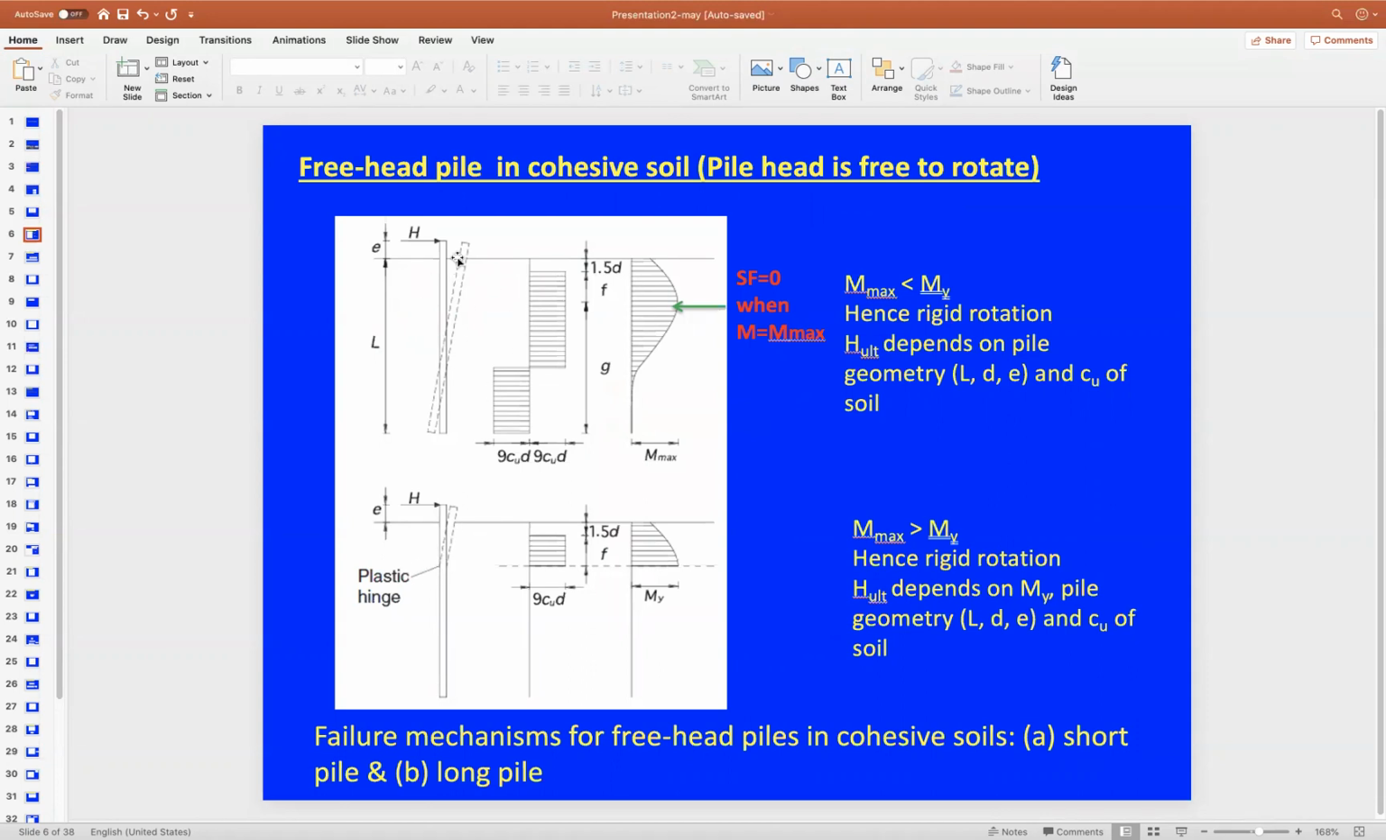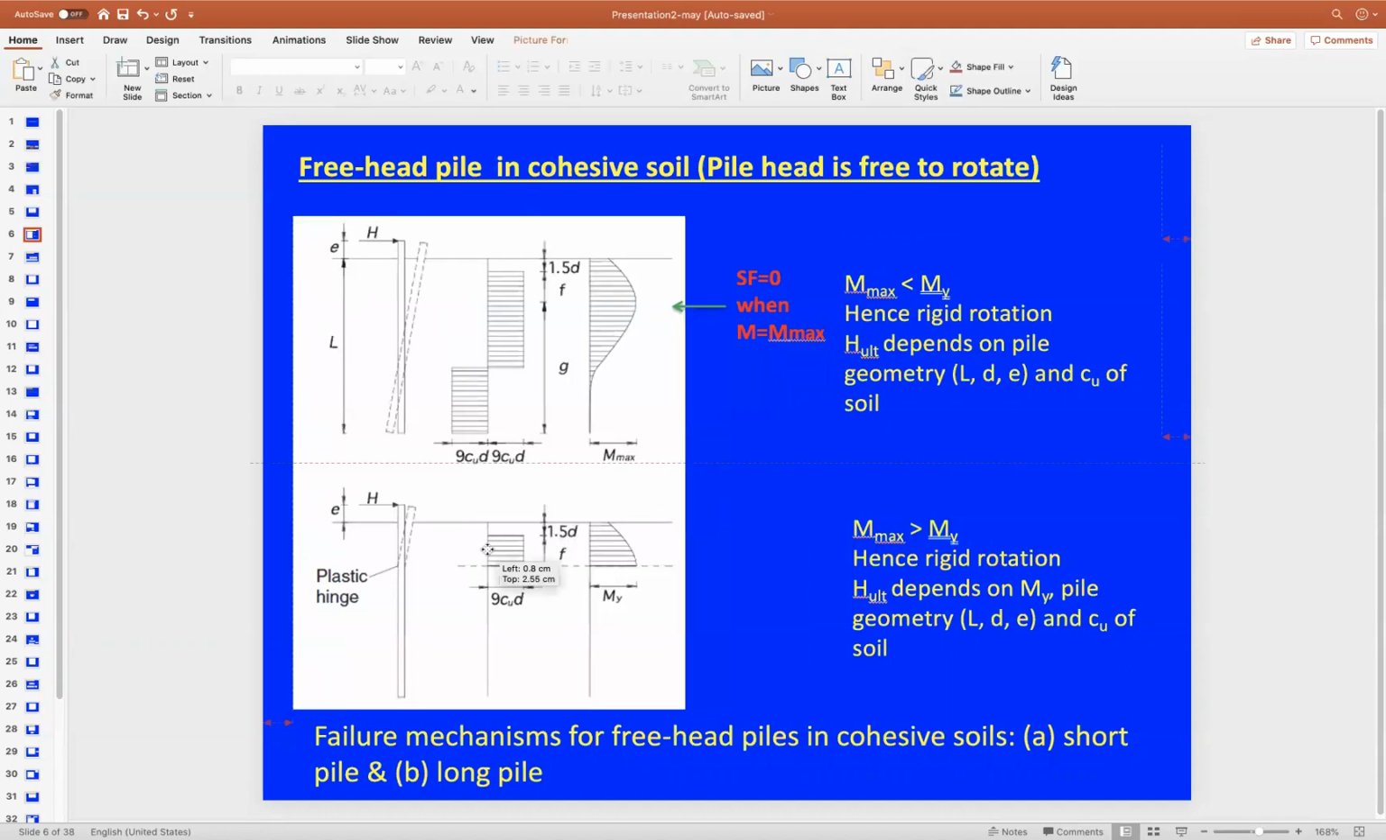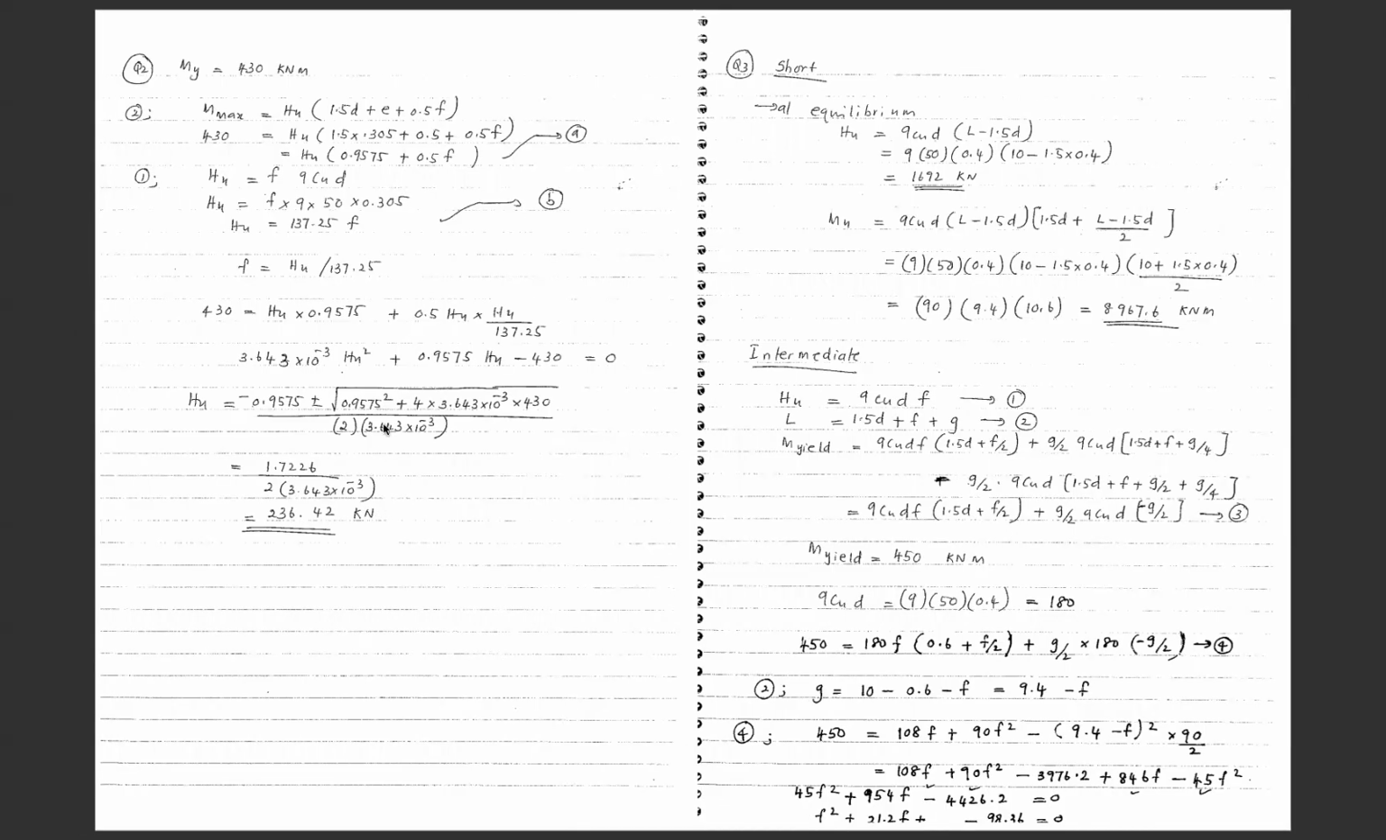It's not like the short pile failure scenario. In the long pile failure scenario, the failure will occur at this point, or approximated at this point, which is at the depth of 1.5D plus f. So we have 2 horizontal forces in the system, which are the H ultimate and the distributed force above the maximum yield moment value here. So we have this horizontal force as 9 cu D multiplied by f. That will be equivalent to H here. So we got 2 equations, one coming from the sum of the moments and one coming from the sum of the horizontal forces. Okay, so you have 2 equations with 2 unknown values, which are HU and f.